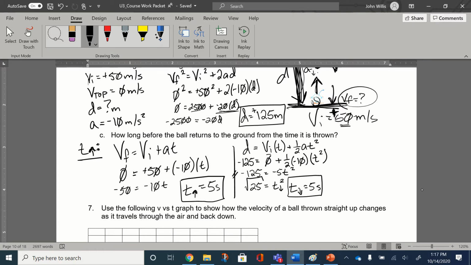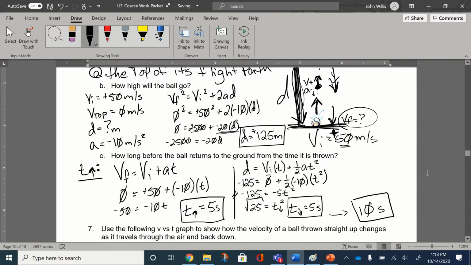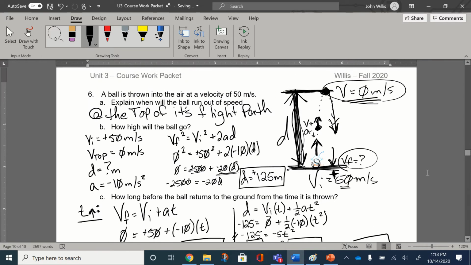And obviously, in this particular case, your time up is equal to your time down. That's one of the things we should notice. I'll make a whole list of things that we know about this problem here in a moment. But your total time in air, 5 seconds up, 5 seconds back down. Total time in air was 10 seconds. Notice I'm still using the same equations I've always had. The only thing I really added to this was, number one, direction, right? The initial velocity is opposite of gravity. And at the top of its flight path, it's 0.